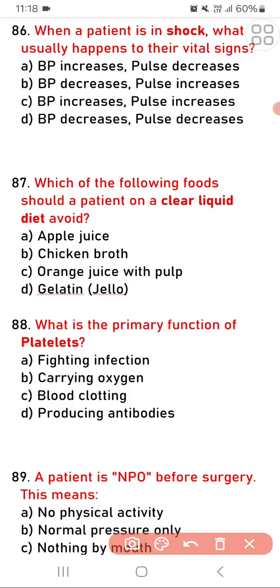When a patient is in shock, what usually happens to their vital signs? BP decreases, pulse increases. Which of the following foods should a patient on a clear liquid diet avoid? Orange juice with pulp. What is the primary function of platelets? Blood clotting.